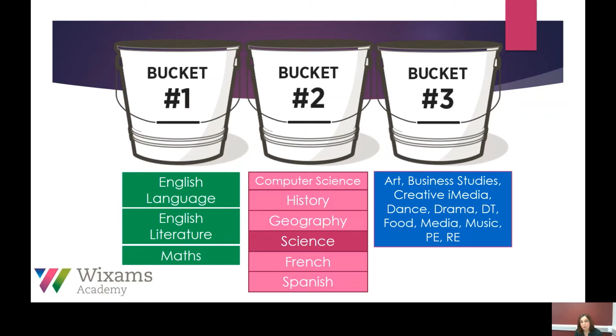So in bucket 2, these are the next 3 EBacc subjects. You're allowed to include science, so that's 2 subjects. And we would like to encourage you to have a broad curriculum by choosing at least 1 of these other subjects. So these are our pink subjects. And then there are 3 other subjects that could be chosen from the other buckets that can go into bucket 3. Also for us, you could also have the other pink subjects as well.